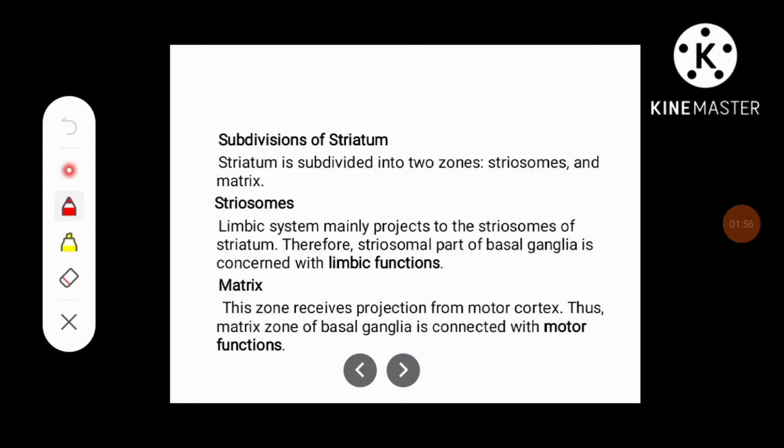See the subdivisions of striatum. Striatum is subdivided into two zones, striosomes and matrix. The limbic system mainly projects to the striosomes of striatum. Therefore, the striosomal part of the basal ganglia is concerned with limbic function. And the matrix zone receives projection from the motor cortex, and thus the matrix zone of basal ganglia is connected with the motor function.